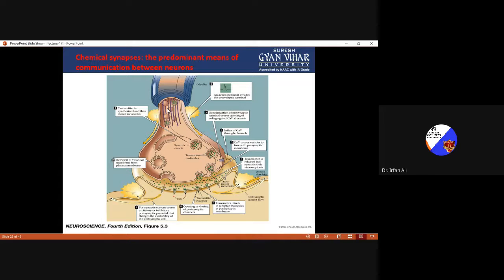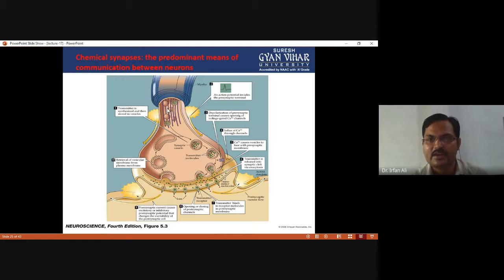Now, when the action potential invades the presynaptic terminal, the depolarization of the presynaptic terminal causes opening of voltage gated calcium channels. The voltage gated calcium channels open due to the change in membrane potential caused by the action potential arriving at this site. Now the inward flow of calcium ions starts, and the calcium causes vesicles to fuse with the presynaptic membrane.